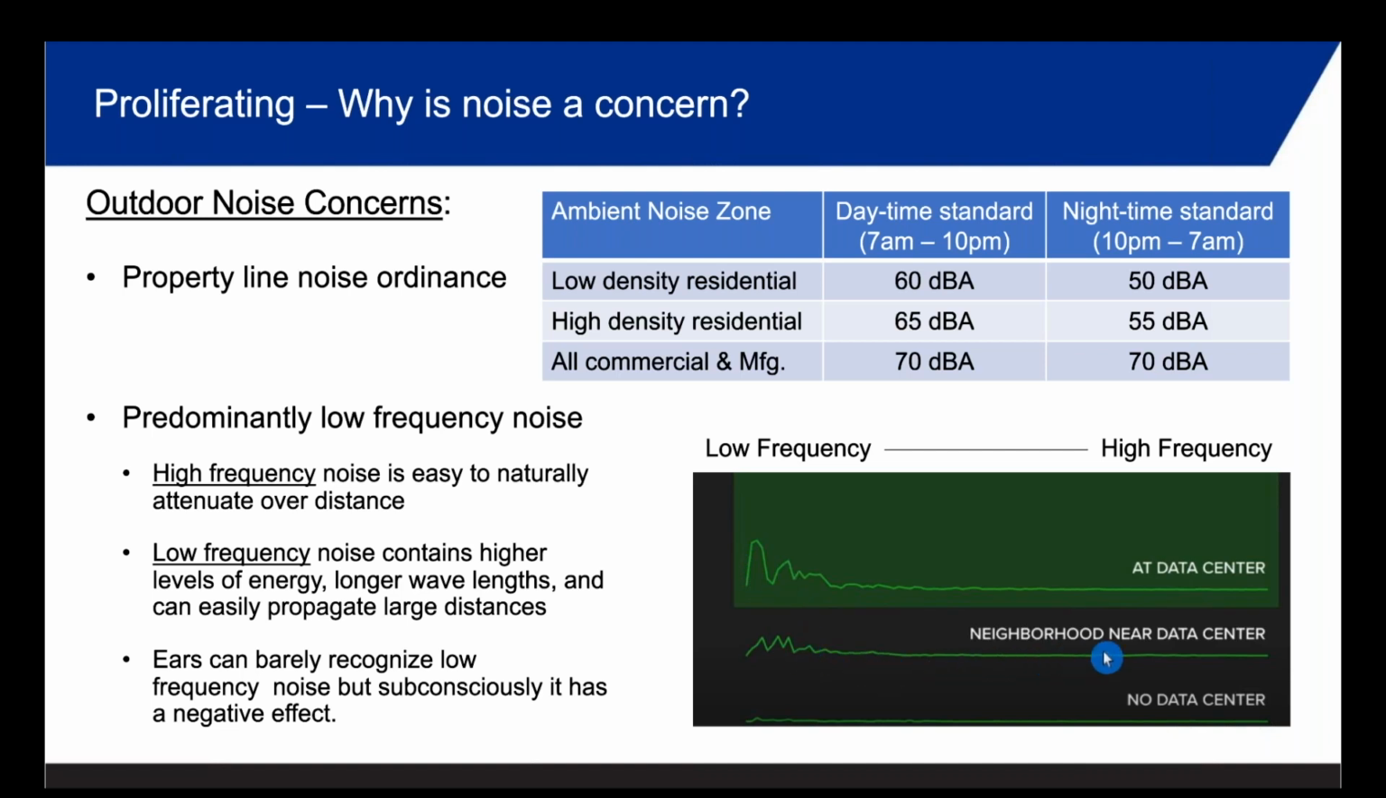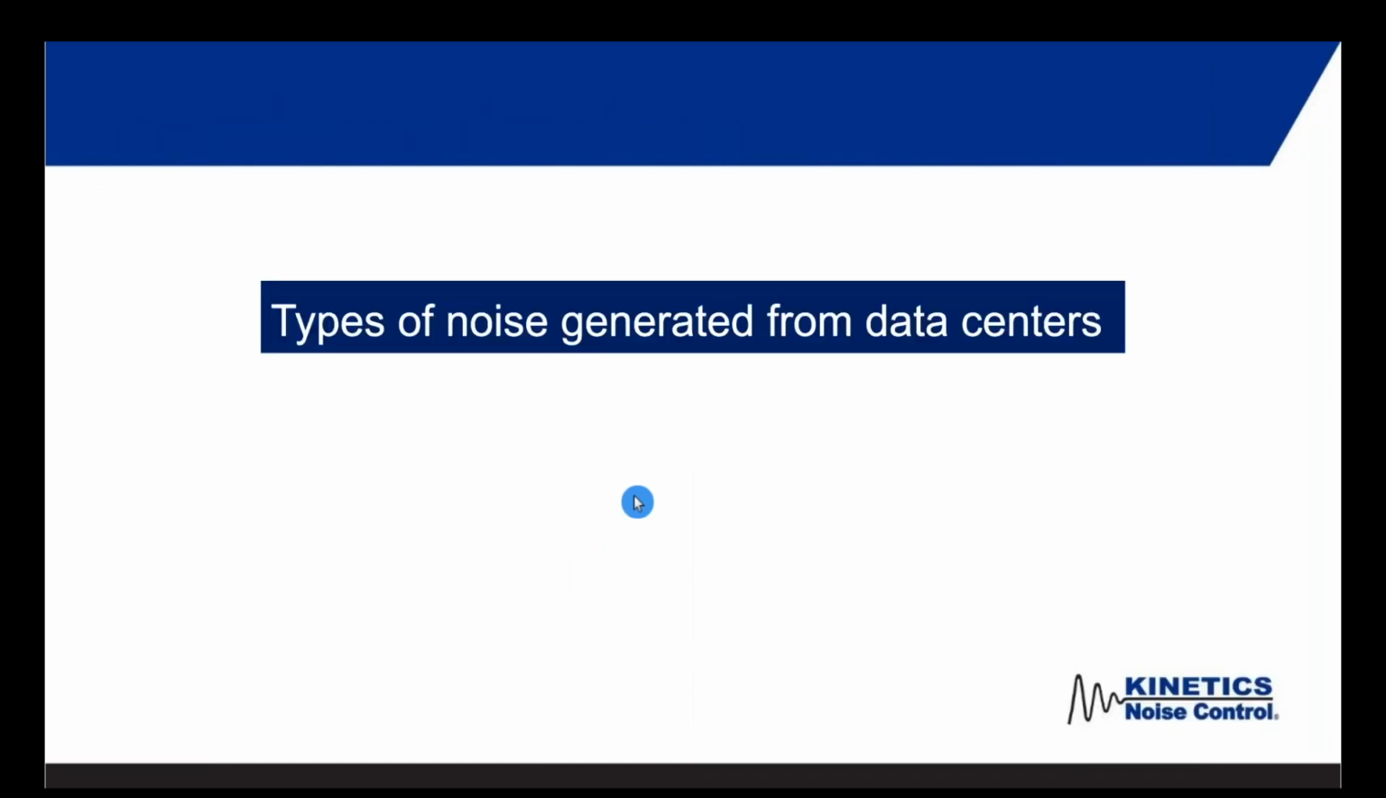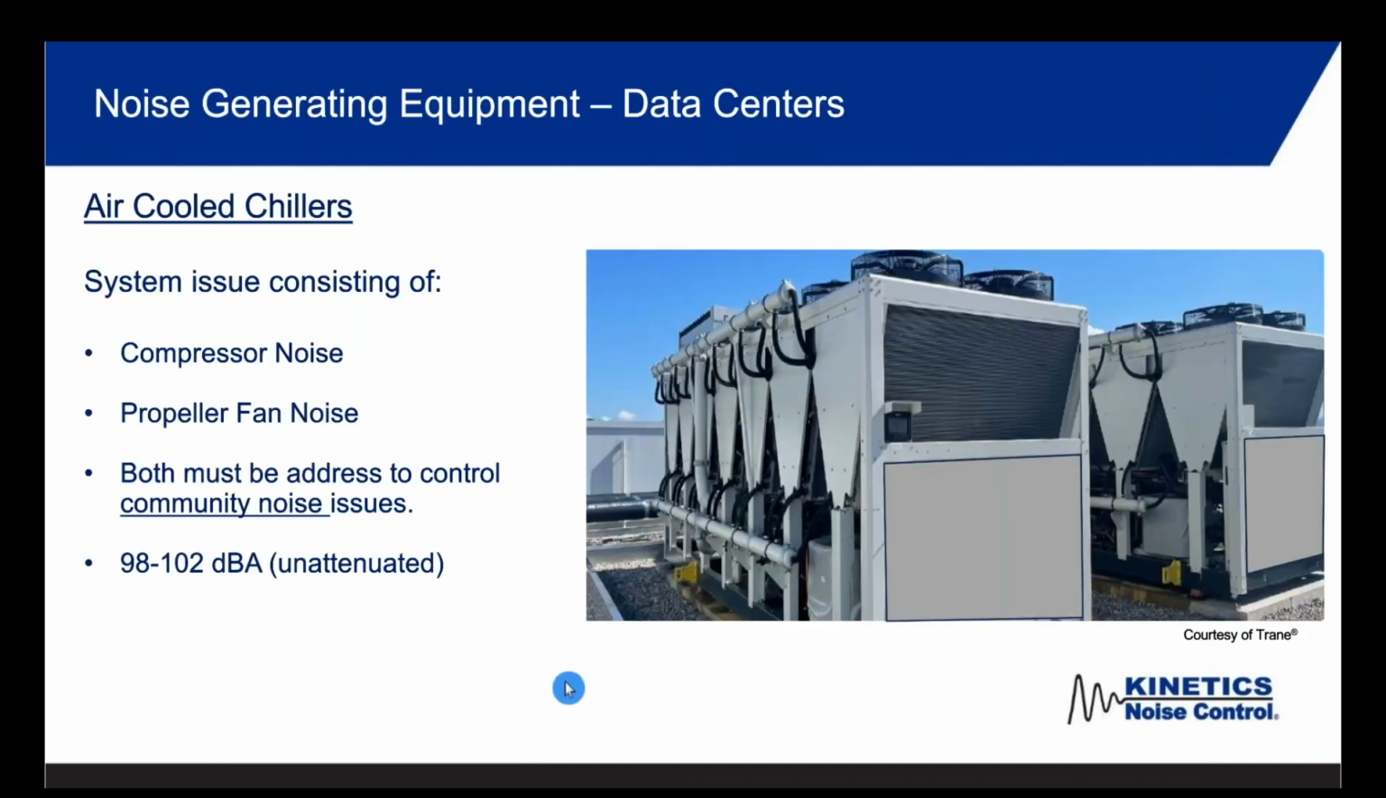Now we look down here, a neighborhood near the data center, you still see some of them low frequency spikes. And then with no data center, you might see some ambient low frequency, but not much here. Remember that first slide where continuous exposure, anxiety, heart disease, other problems, even if you can't hear it, this can become an issue. So types of noise generated from data centers. I love the equipment side of the business.